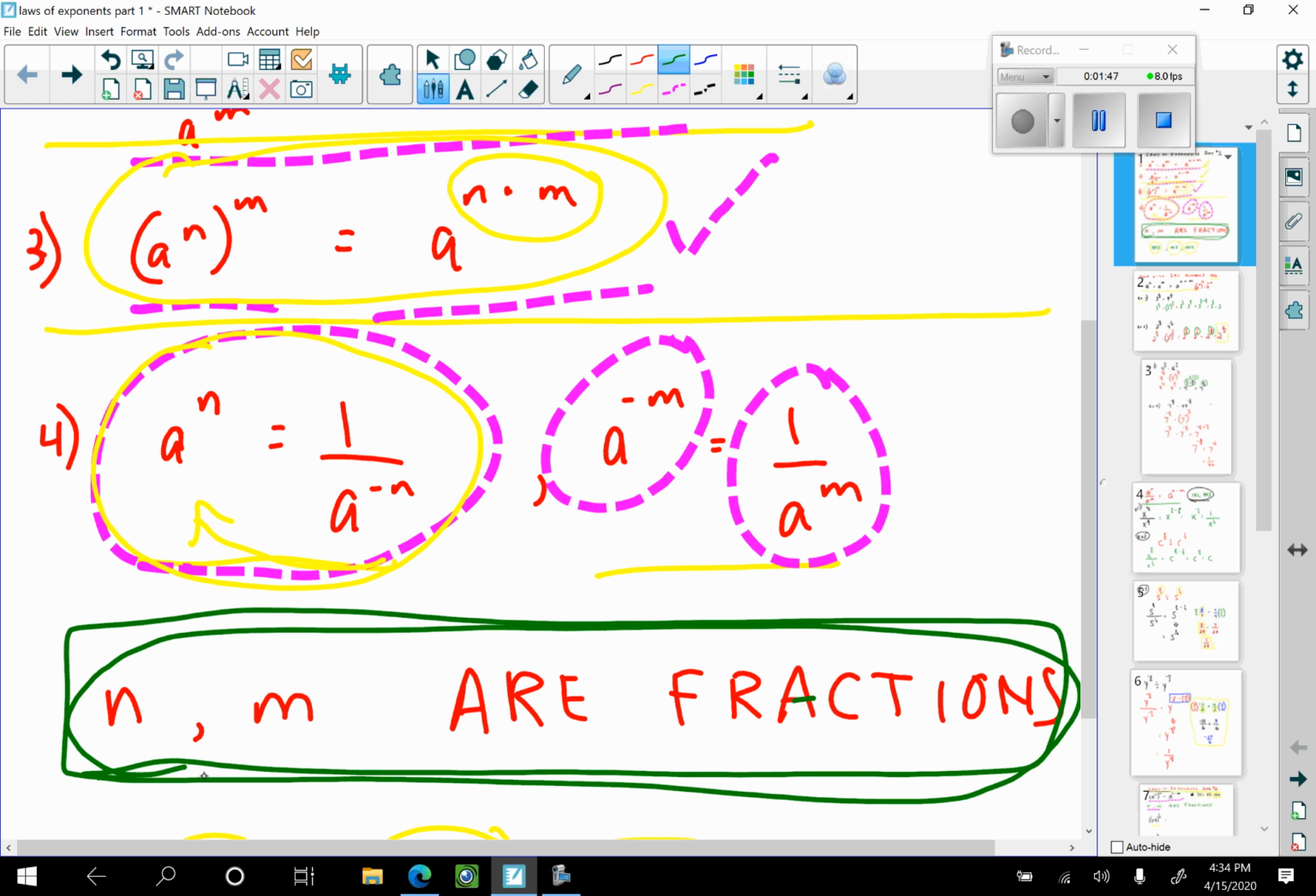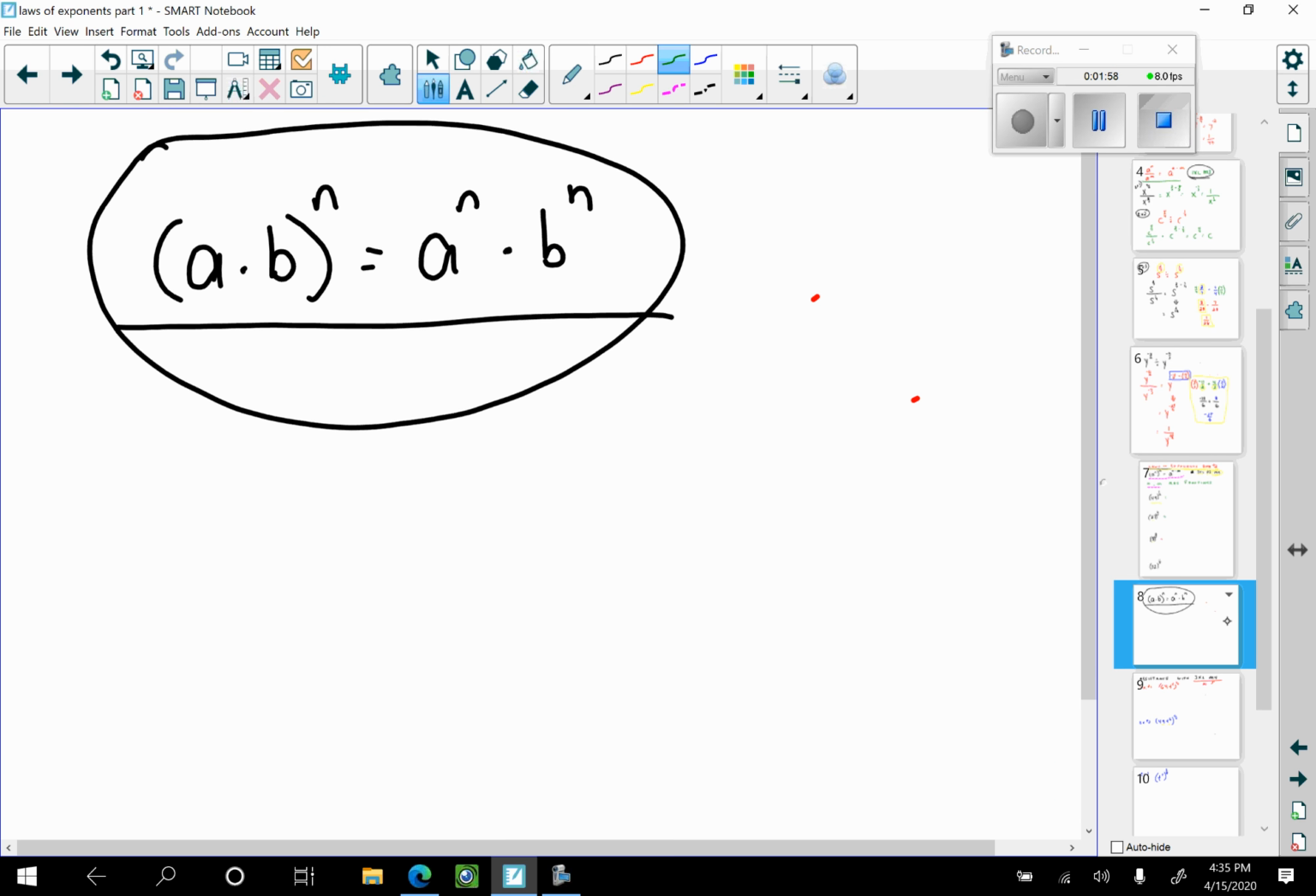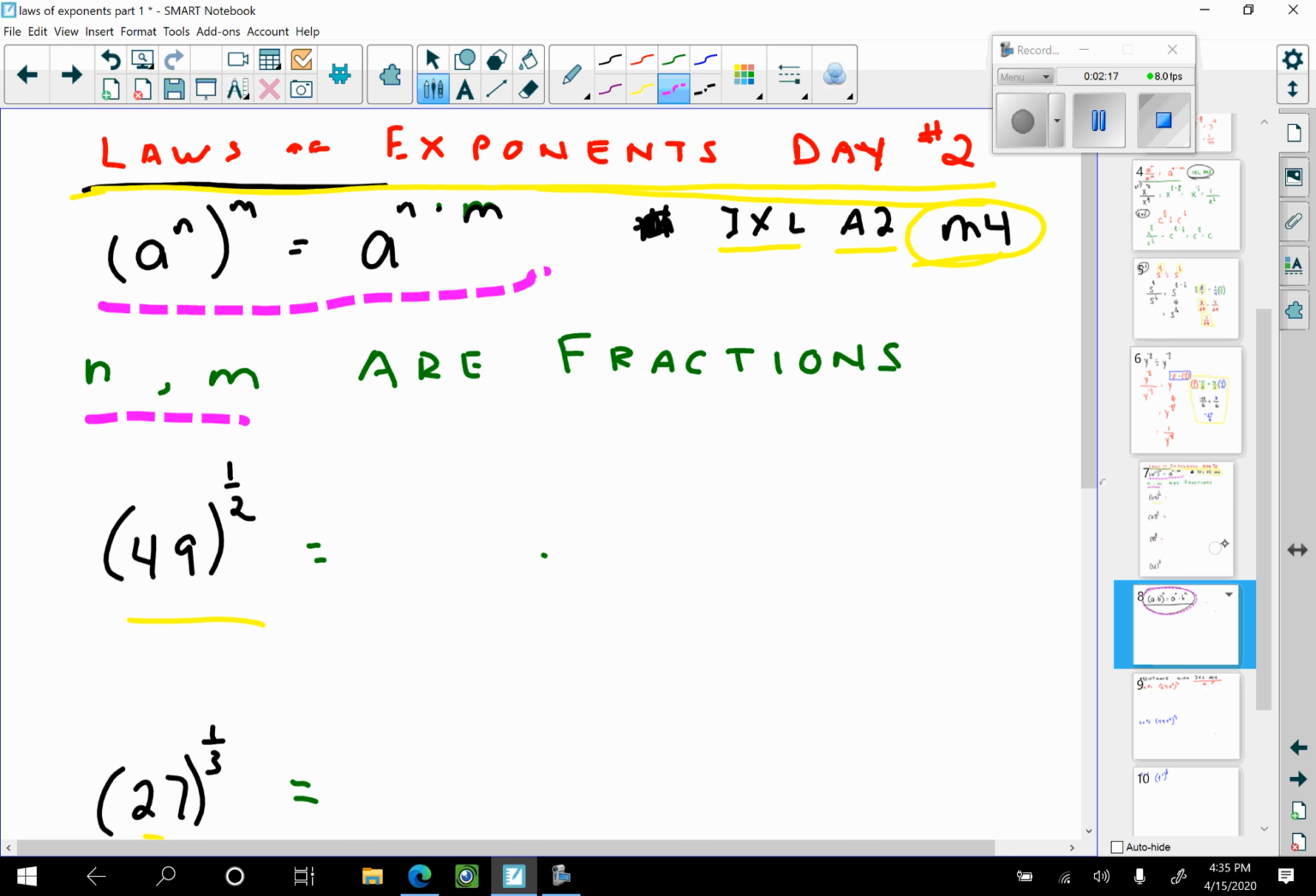There's one more law of exponents that I would like for you to add to your notes, and that's this rascal right here, because we're going to use this today. This is the power of a product. If you have a product, a times b to the n, that's going to be a to the n times b to the n. And we're going to use this guy a lot today as well. Okay? So let's begin with this slide right here.